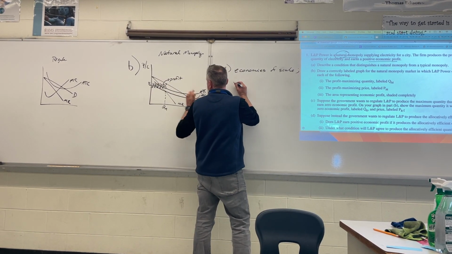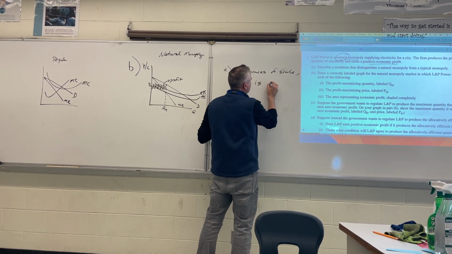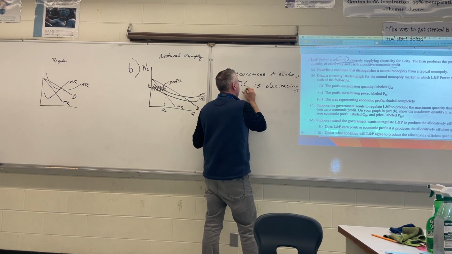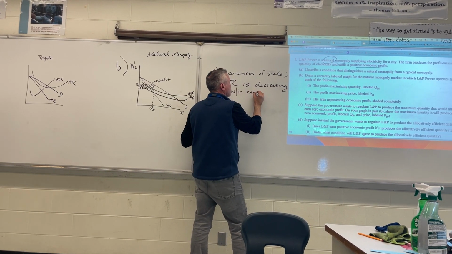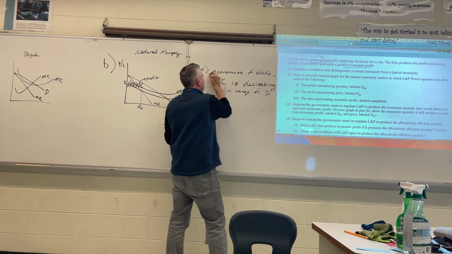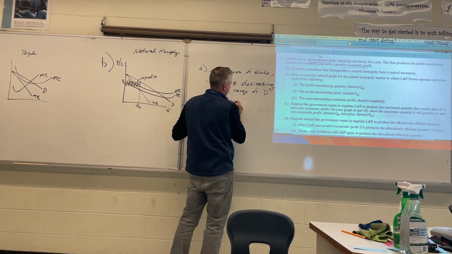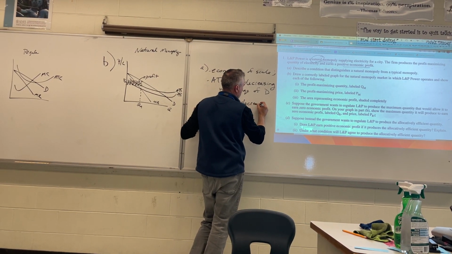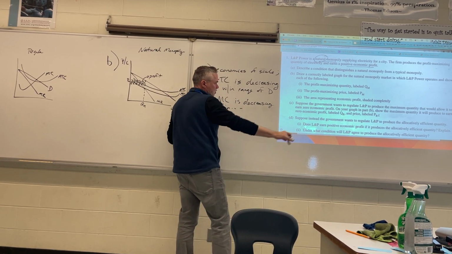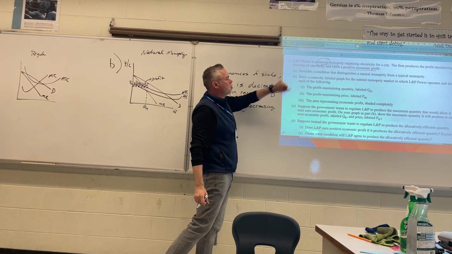Another characteristic would be that the ATC is decreasing within range of demand. You wouldn't need to have all these things, you just need to have one of them. Or you could say the marginal cost is decreasing within range of demand. Okay, so that would have been A. Any one of those would have given you the point for A.